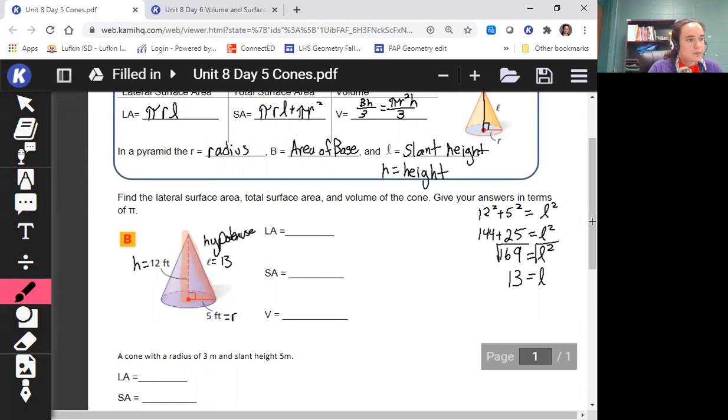Now we can find our lateral area, surface area, and volume. So our formula for lateral area is pi times our radius times our slant height. So pi times our radius of 5 times our slant height of 13. And 5 times 13 is 65. So we've got 65 pi feet squared.